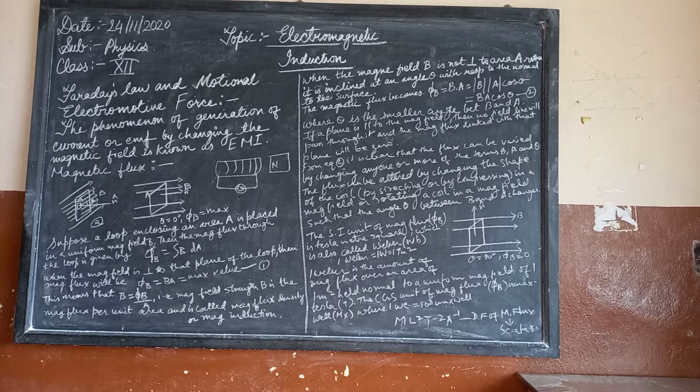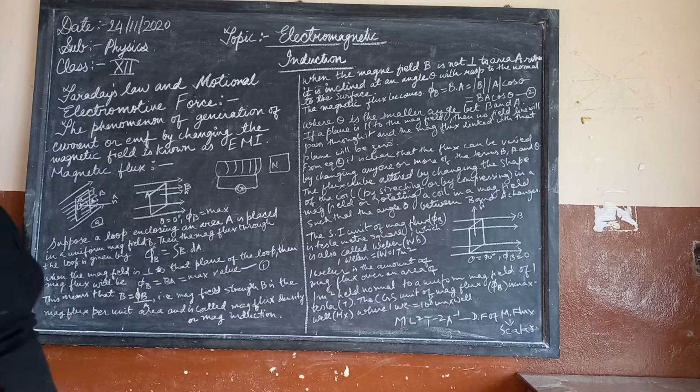The phenomenon of generation of current or EMF by changing the magnetic field is known as electromagnetic induction. Faraday has given a law, suppose a loop in which it has been given. First of all, we will discuss something about this electromotive force, that is EMF. The phenomenon of generation of the current or EMF by changing the magnetic field is known as EMF. You know it very well.